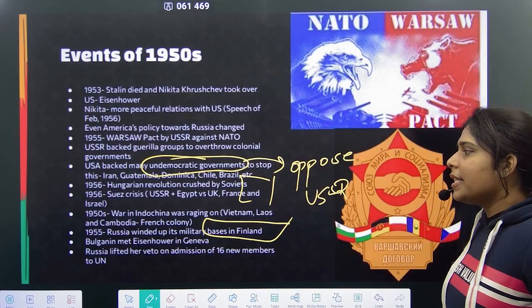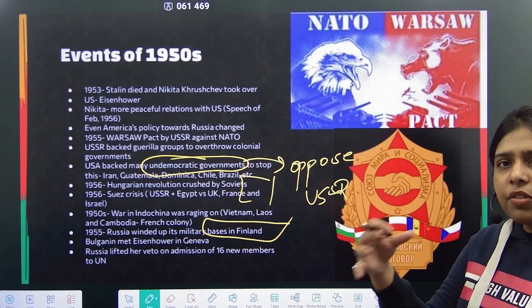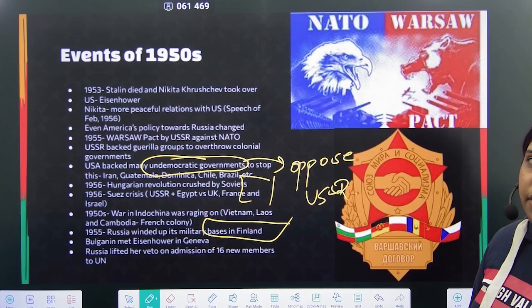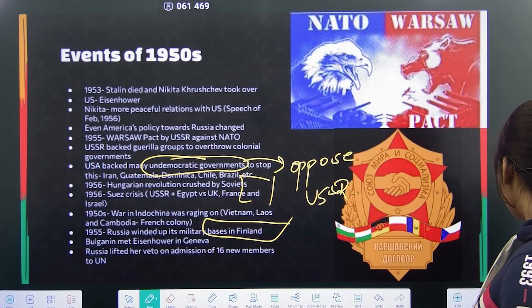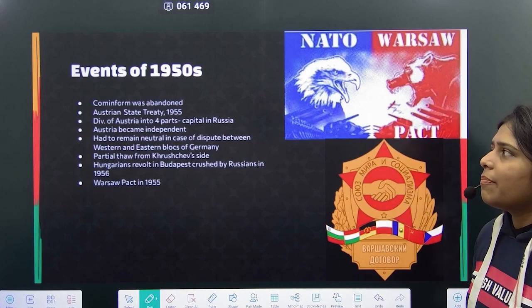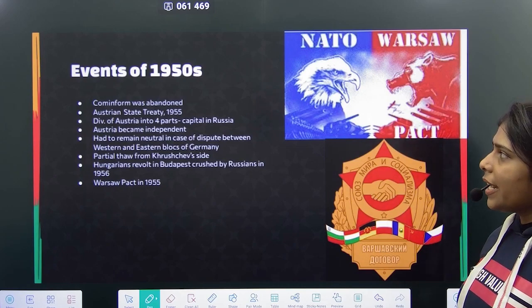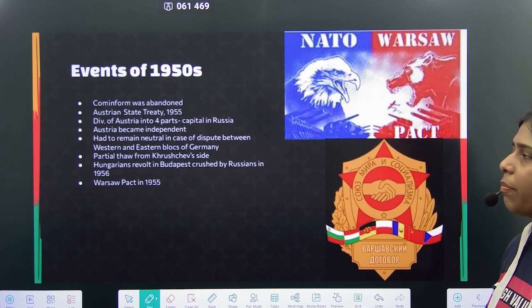Bulgaria, he meets Eisenhower at the summit in Geneva. Okay, and Russia also, it had put a veto on the admission of 16 members to the United Nations, so it lifted its veto, and allowed the entry of those 16 members to the United Nations. Okay, Cominform was abandoned. An Austrian state treaty was signed in 1955, and Austria was also divided into 4 parts.